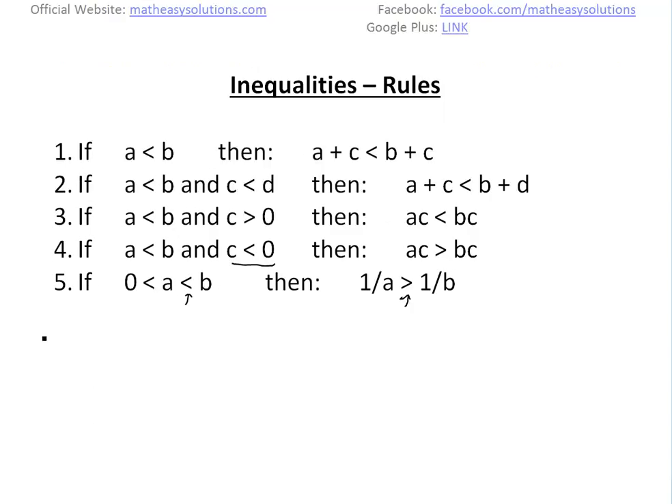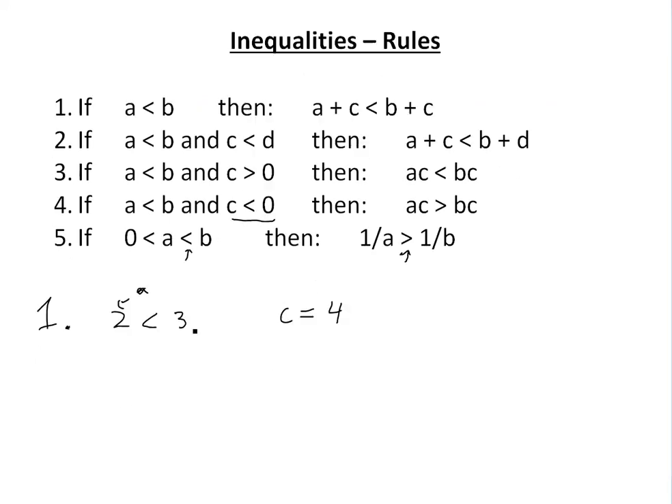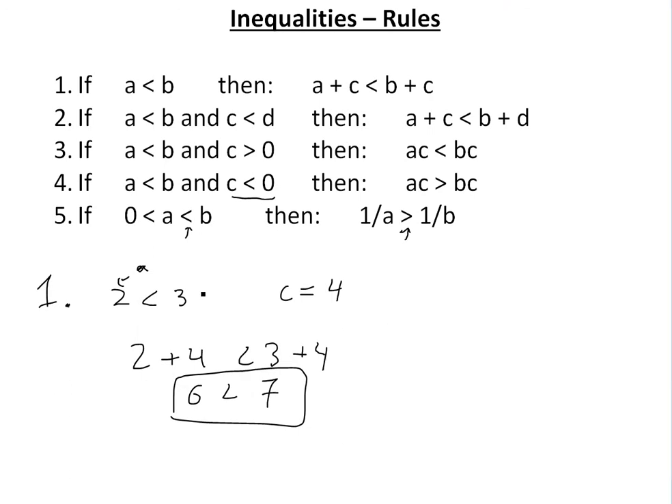If we look at the first one, it can be illustrated easily. Let's say a is 2 and b is 3, so we have 2 is less than 3, and let's say c is equal to 4. If you add these up, 2 plus 4 is less than 3 plus 4. As you can see, this is 6 less than 7, and this is true. So this one is pretty straightforward.